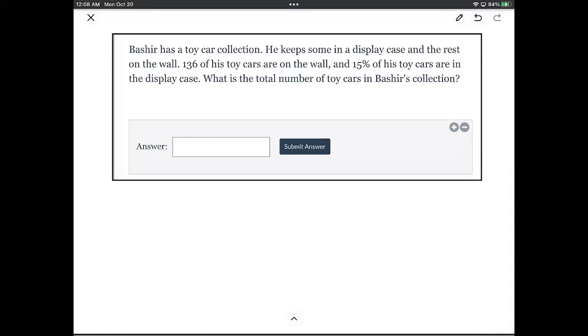It says Bob Bashir has a toy car collection. He keeps some of his cars in a display case, and the rest are on the wall. So it's in two places. It's either in the display case or it's on the wall. It says that 136 of his toy cars are on the wall, and 15% of his toy cars are in the display case. So, what is the total number of toy cars in his collection?